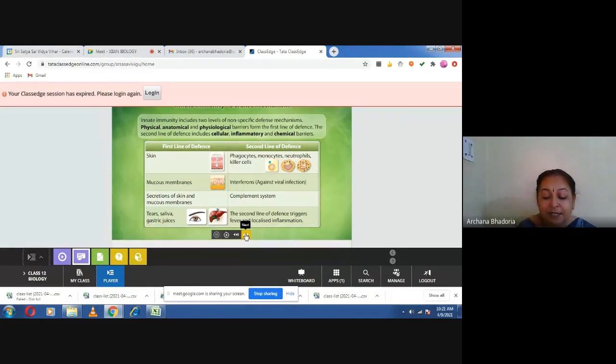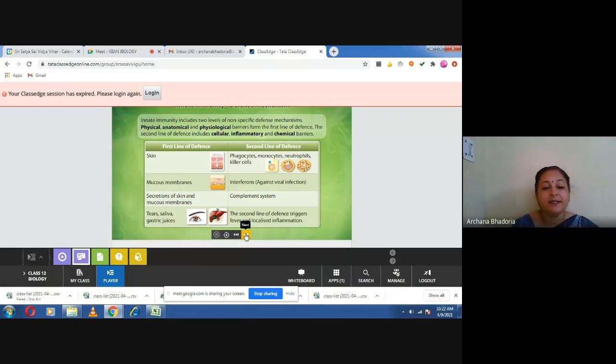Innate immunity consists of four types of barriers. Number one, physical barriers. Then physiological barriers. It's given very nicely in the textbook also, children. Try to understand the things. Physical barriers, physiological barriers, cellular barriers, and cytokine barriers.